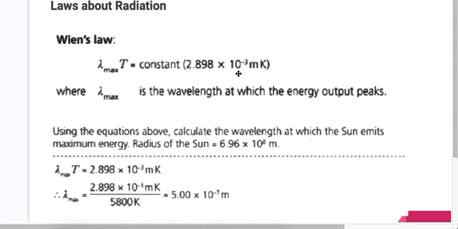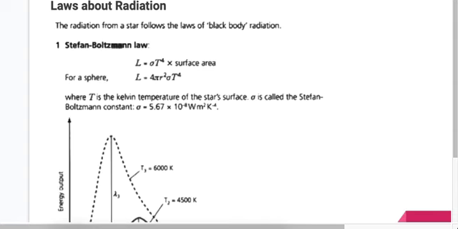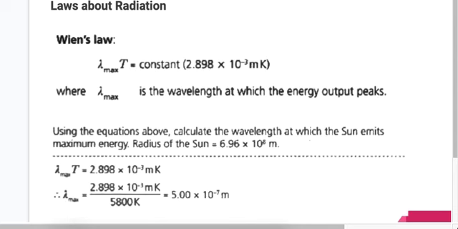Using the equations above, calculate the wavelength at which the sun emits maximum energy, given that the radius is 6.96 times 10 to the power 8. So we can say lambda max times T equals the constant given to us, 2.898 times 10 to the power minus 3. We divide this by 5,800, and we get lambda max as 5 times 10 to the power minus 7 meters. So we're dividing by the temperature here.